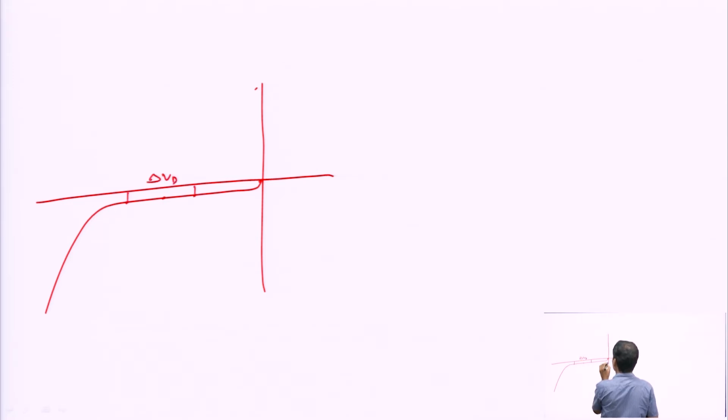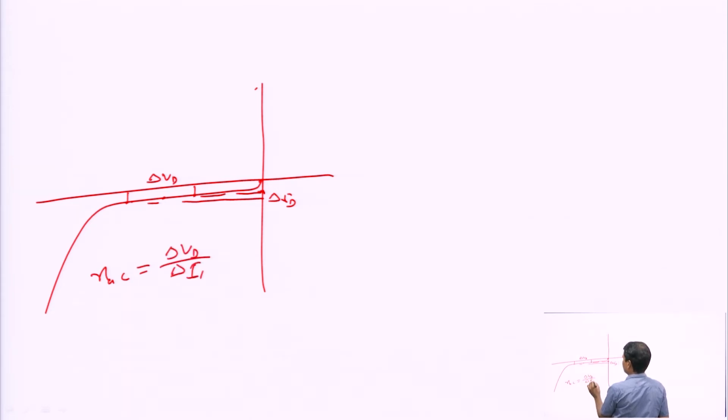Suppose I have taken this point. Now, if there are 2 points, this will be the change in voltage and this will be the change in current. Then R_AC is equal to change in voltage upon change in current, and this will be in the order of giga ohm, because the current is in the order of nanoampere, like we have seen in the case of DC resistance also.